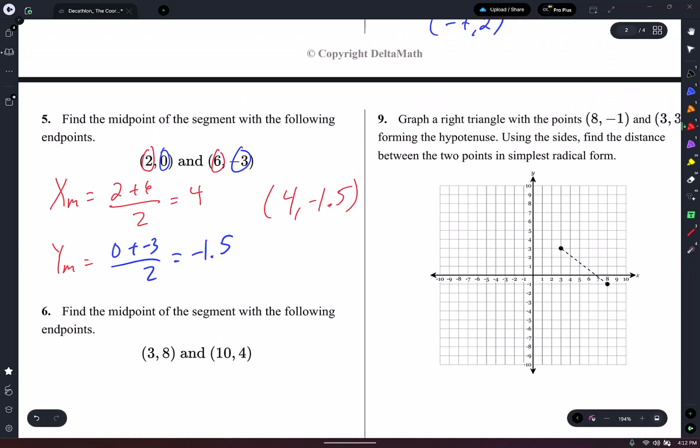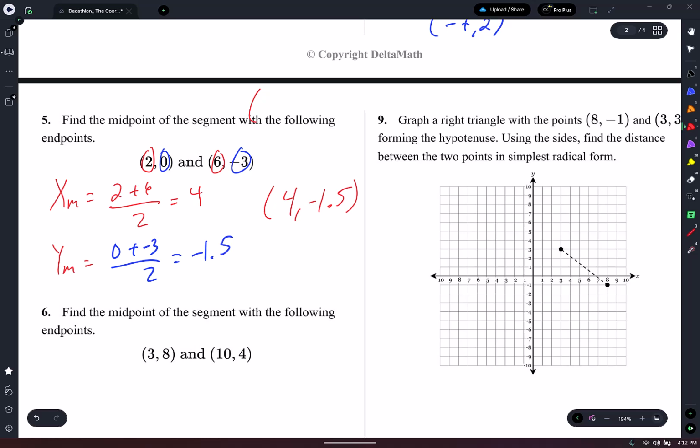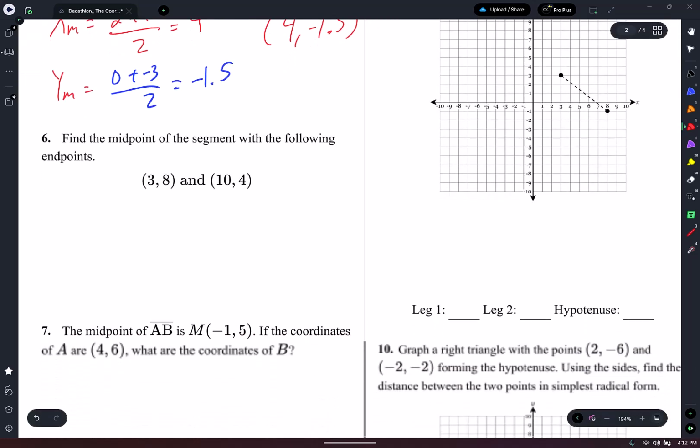Sometimes you'll see a formula like this: x1 plus x2 divided by 2, comma, y1 plus y2 divided by 2. It's the same thing, guys. It just depends how you want to see it. You know what I mean? This just means add the x coordinates and divide by 2, add the y coordinates and divide by 2. Cool? All right, same thing with this one here.